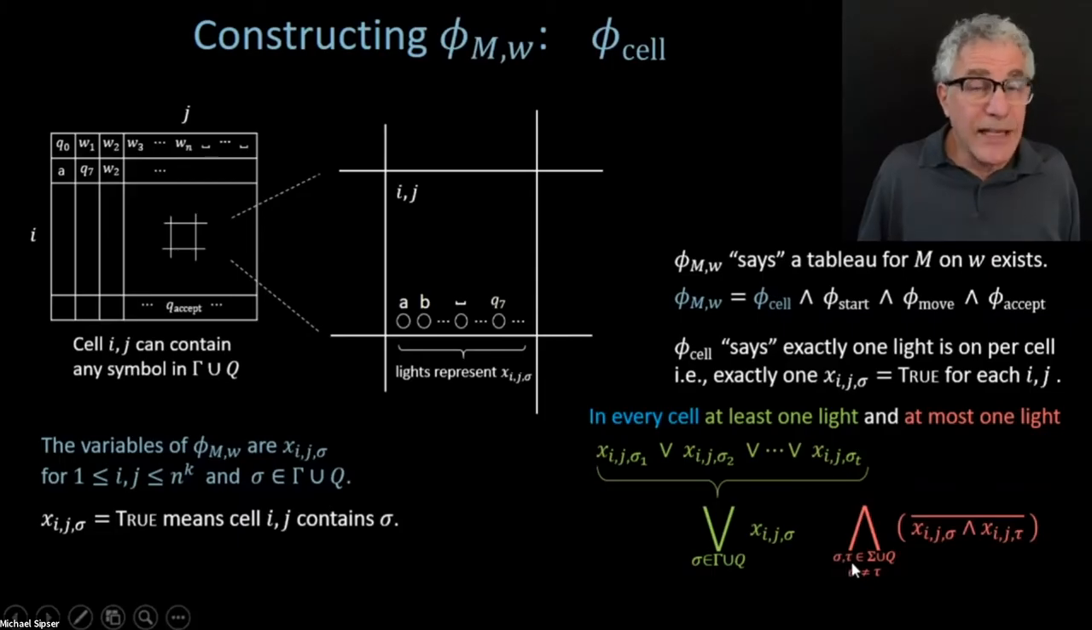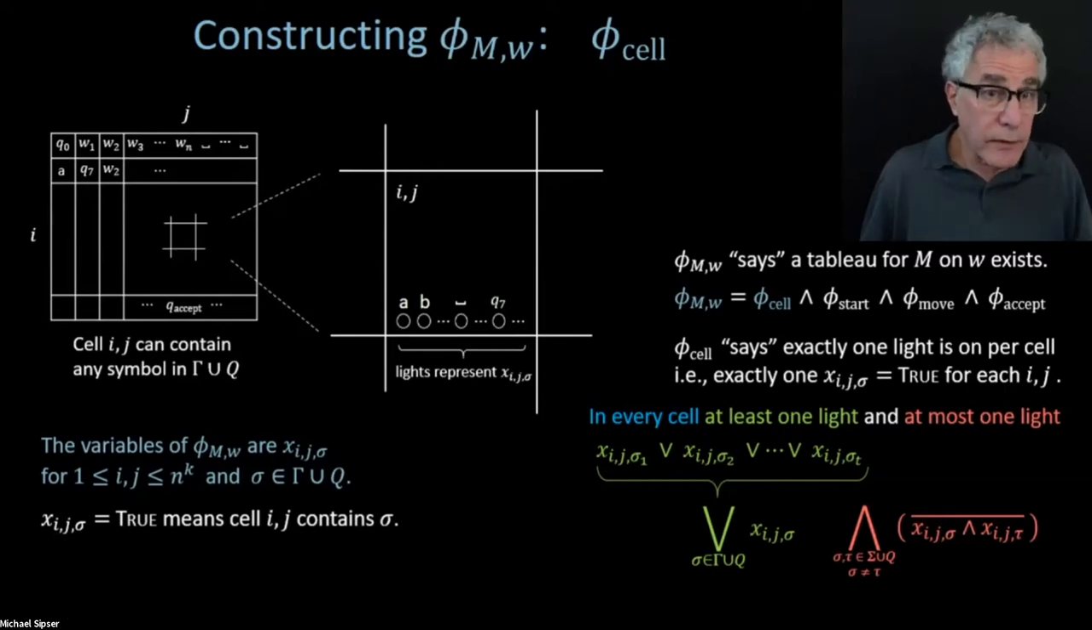If I have two different symbols, sigma and tau, that are possible configuration symbols, where sigma and tau are not equal. So I'm reading it out to you if it's too small for your screen. Then I'm going to say it's not possible. So I have the negation of x_ij sigma and x_ij tau. So it's saying in another way, it's not the case that that cell contains both sigma and tau for any two symbols, sigma and tau, as long as they're different.